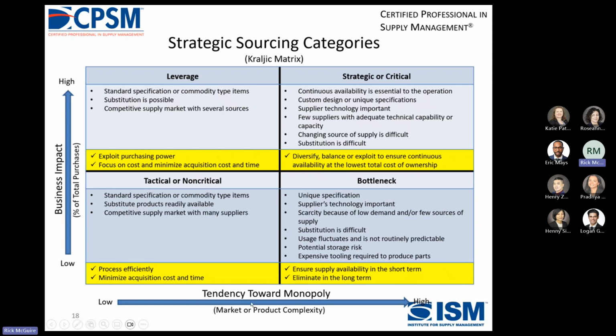So this is your tendency towards monopoly. So these are monopolistic industries down here. And these are very not complex with a lot of suppliers. And this is spend. So this is a lot of suppliers with a low spend. What you try to do is get standard specifications, substitutes are readily available, very competitive market. This is things like office supplies, MRO supplies that we use in the plant, that kind of stuff, fasteners.